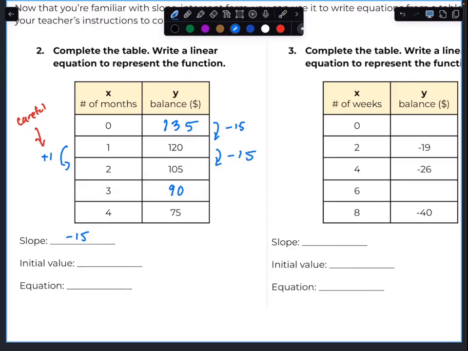What's our initial value? Initial value is when x is 0, right? When you're at 0. What's our initial value? What's the number at 0? You want to say it? Say it aloud.